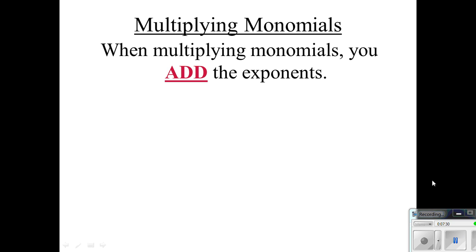All right, let's have the next example. Let's say we are going to multiply this monomial by another monomial. I have 2 times a to the power of 2 times y to the power of 3, times 3a cubed times y to the power of 4. So here we can simplify this by first multiplying your coefficients.